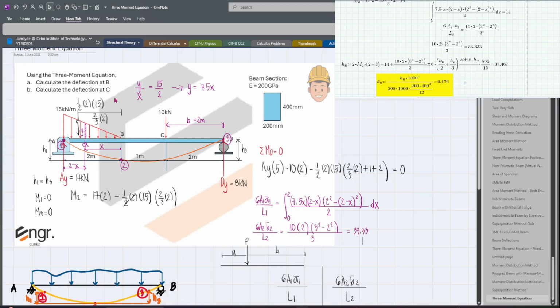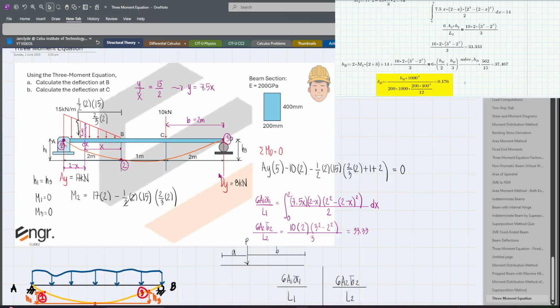Ayan. Now let's proceed to the second question. Calculate the deflection at C. Now for this question, we have two options. We can use what we obtained from the first question and then pick 3 points accordingly. Or we can just change our second point. We can move it to point C. But for my first solution, ito na lang yung gagawin ko.